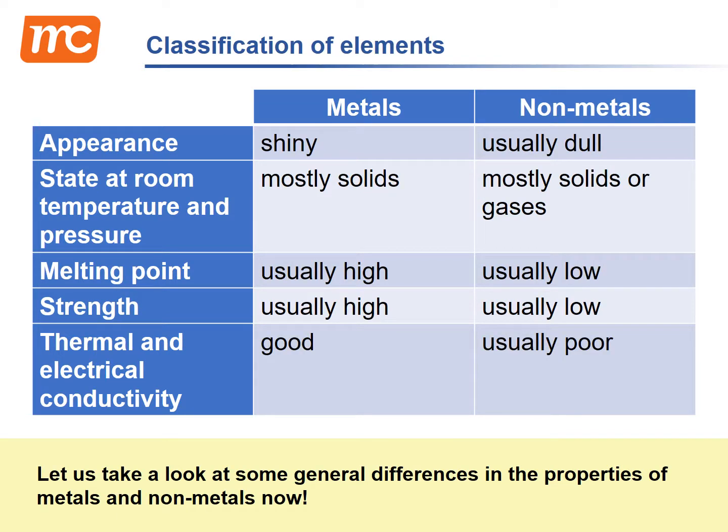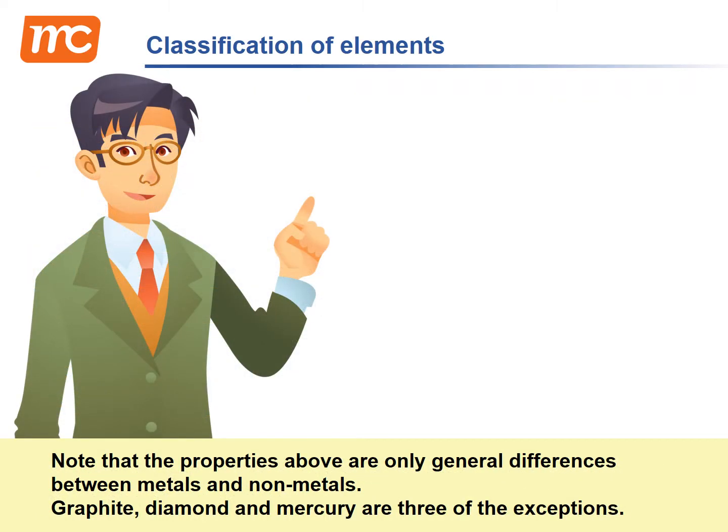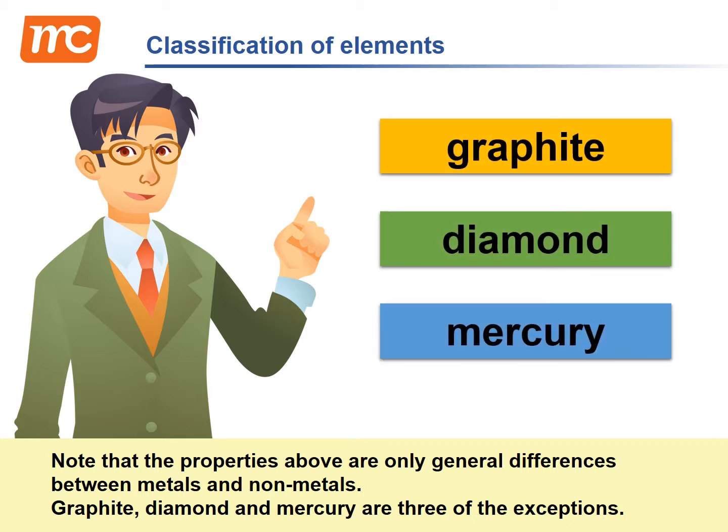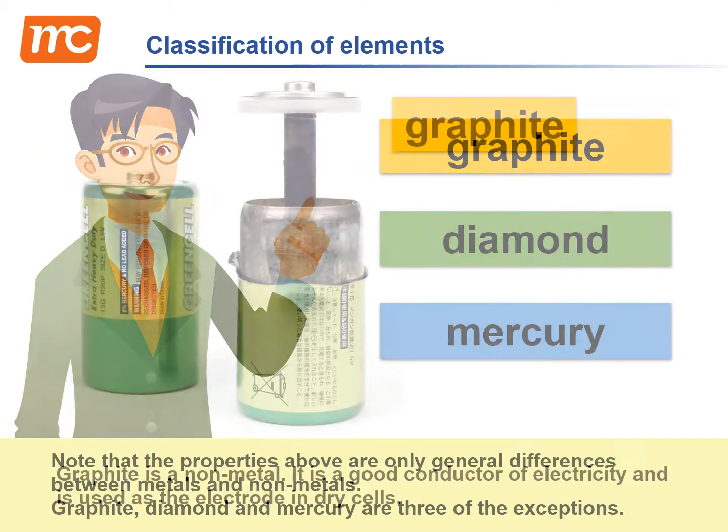Metals are good thermal and electrical conductors. Non-metals are usually poor thermal and electrical conductors. Note that the properties above are only general differences between metals and non-metals. Graphite, diamond and mercury are three of the exceptions.